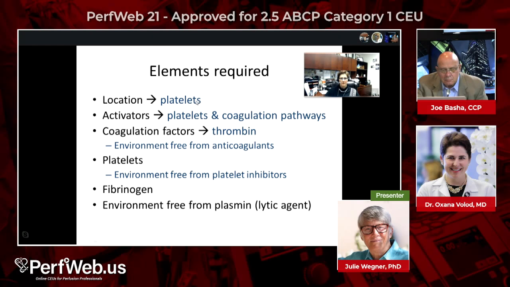What's required are platelets, and the coagulation pathways, both the extrinsic and the intrinsic. You need the coagulation factors to generate the thrombin. You need an environment free of anticoagulants. You need platelets free of platelet inhibitors, and you need fibrinogen. And then finally, an environment free from plasmin, which is your activating factor for fibrinolysis.